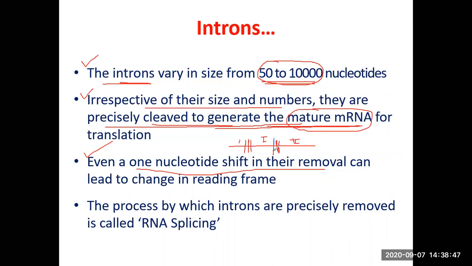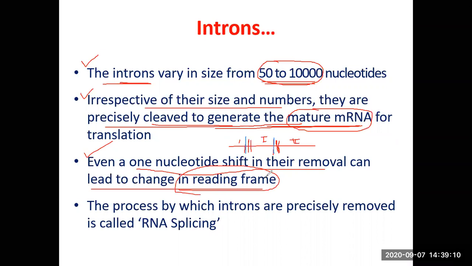There can be a shift like this. So if such a thing happens, if there is a shift of one nucleotide, and an intron is removed like that, it is going to lead to a change in reading frame. You now know what is meant by reading frame. It will result in what is called a frameshift mutation. The entire reading frame is going to change.